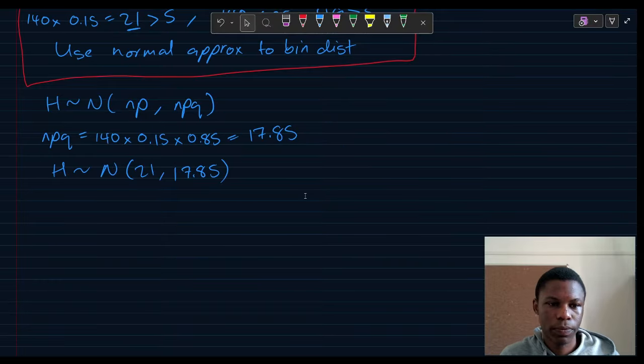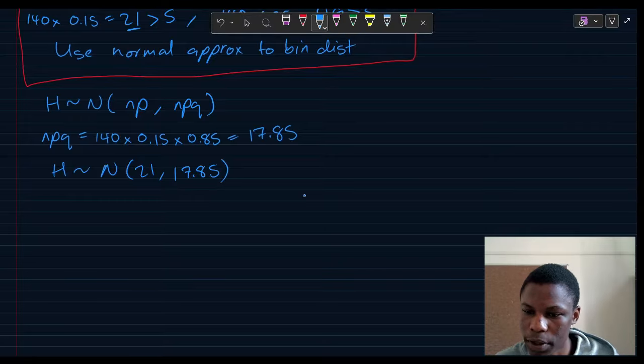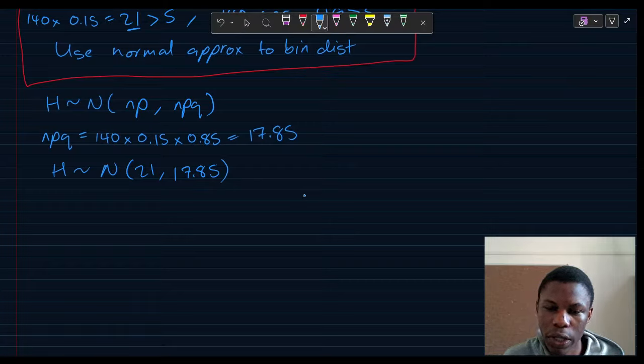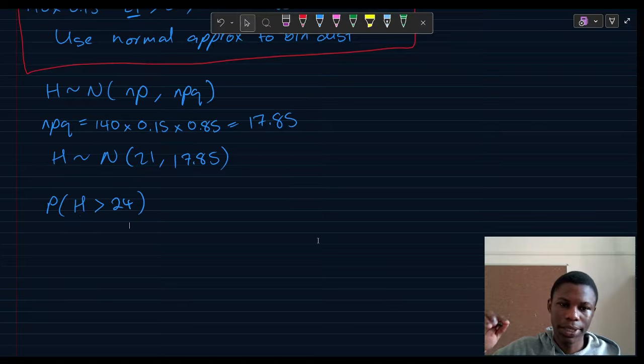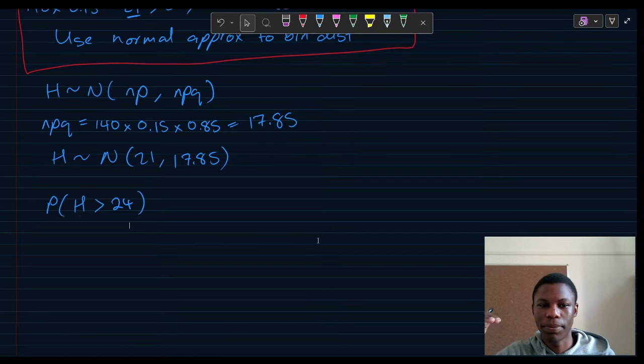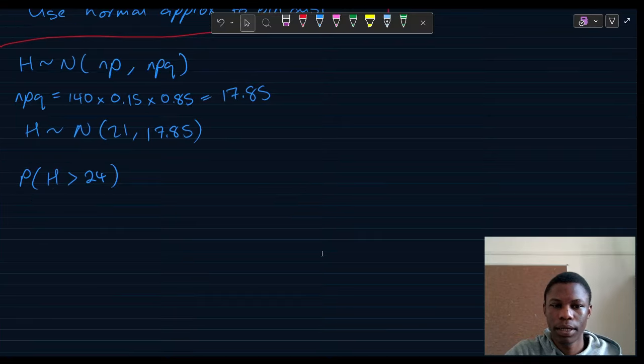And now let's actually see what the question wants from us. Find the probability that more than 24 of these customers bought a computer by H. So the probability that the number of customers who bought a computer by H is more than 24. But keep in mind that we are moving from a discrete distribution, the binomial distribution, to a continuous distribution, the normal distribution. So we have to apply what we call continuity correction.